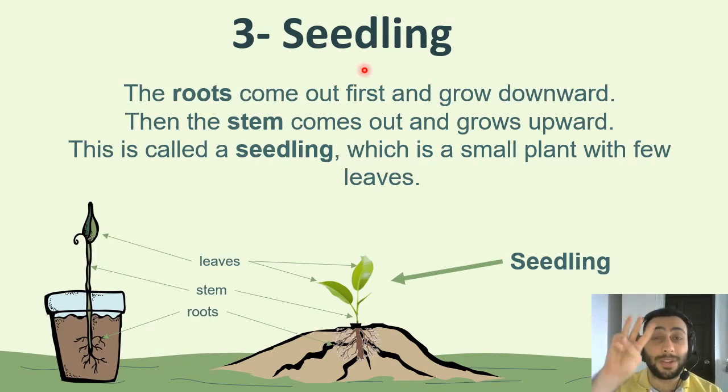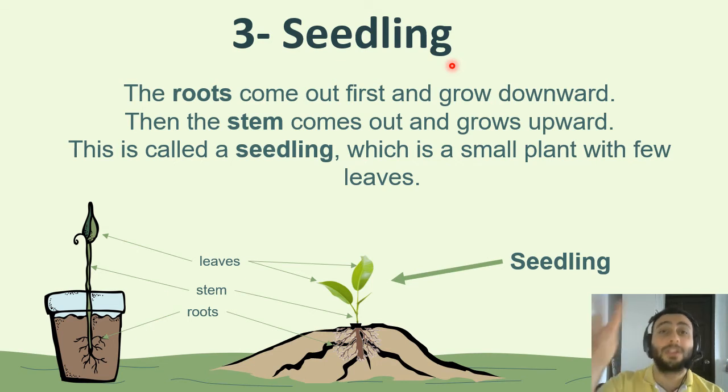All right, we are in stage 3 now, which is called seedling. Seedling. Now, what is seedling? Before we get to it, let's review. Stage 1 is seed. Stage 2 is germination or sprouting. Stage 3, which is this stage, is seedling.